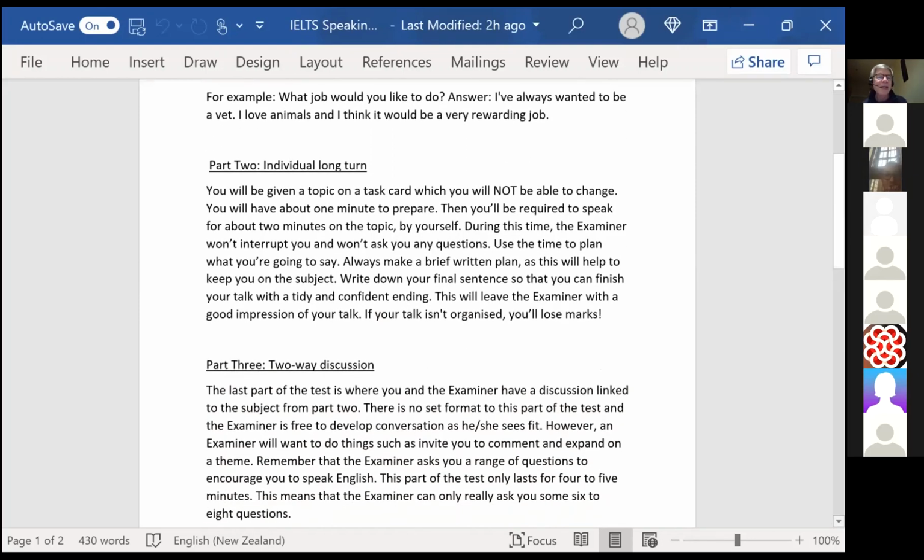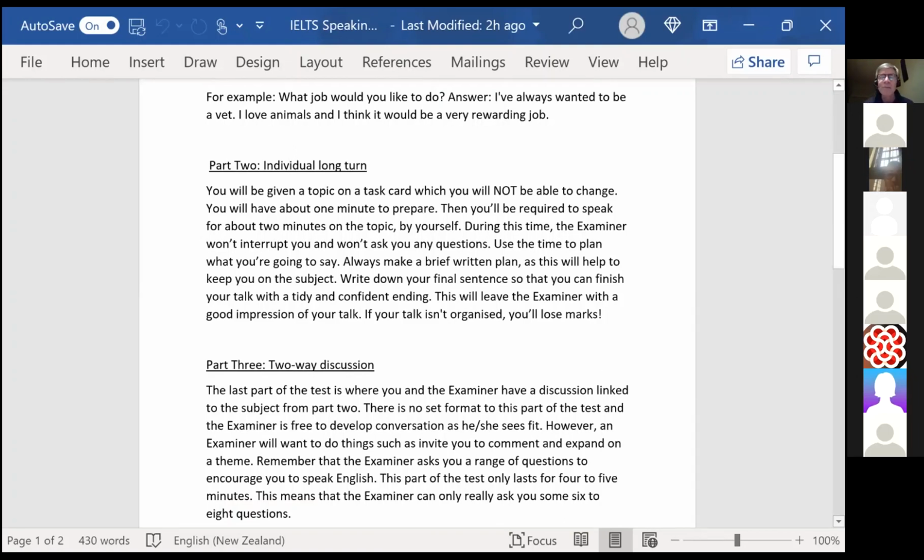All right, part 2, I think, is the most difficult part of the IELTS speaking test. It's called the individual long turn. Now, this is where you're given a topic by the examiner. You have 1 minute to prepare what you are going to say, and then you have to speak for about 2 minutes by yourself. And during this time, the examiner won't interrupt you or ask you any questions.